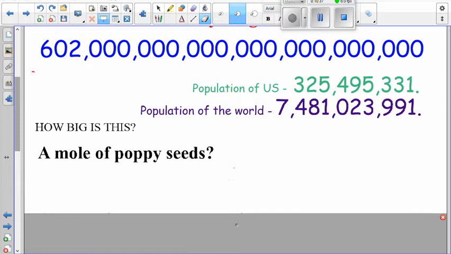On a scale of... do you think a mole of poppy seeds would fill up my whole classroom? I think it'd be bigger. Bigger than the whole school? Have you ever seen a poppy seed?